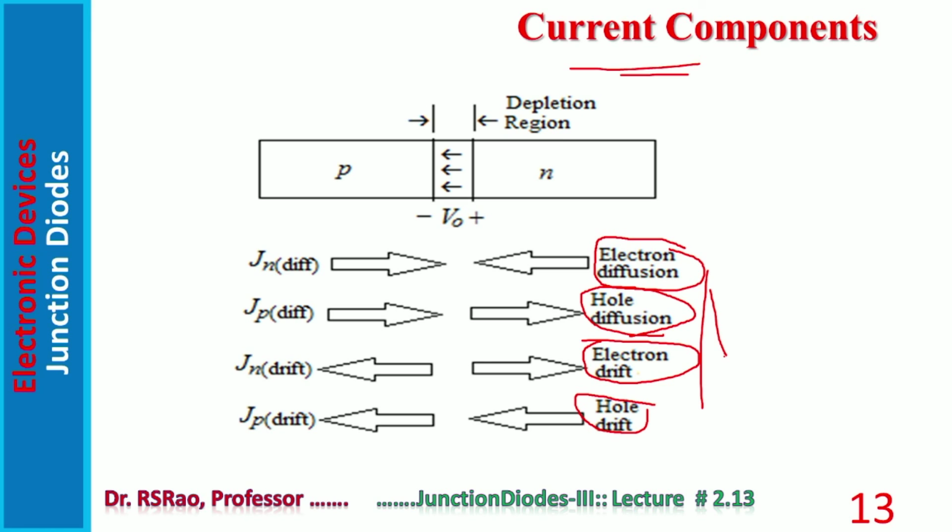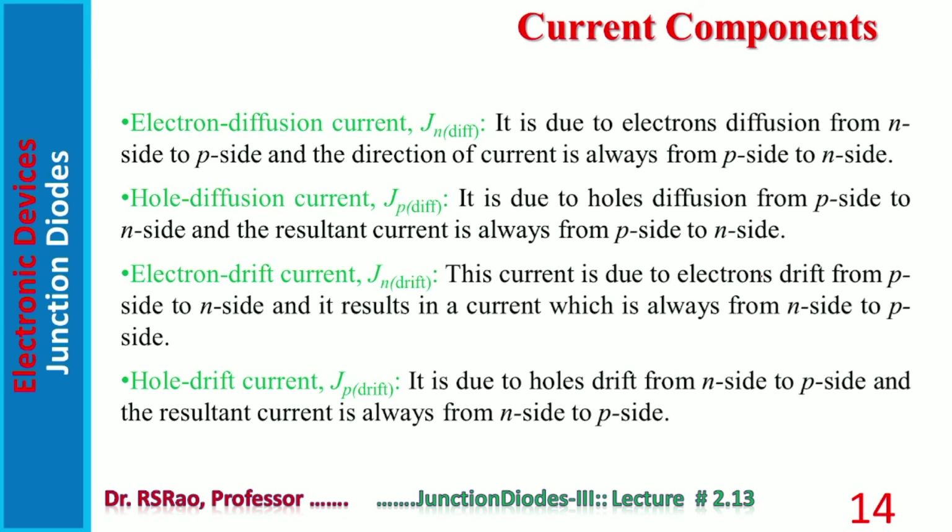Before going further, notice that in any diode, all the four currents exist, but their proportion need not be the same all along the length of the diode. It varies. The proportion also varies with the impurity concentration. Some more points regarding current components.